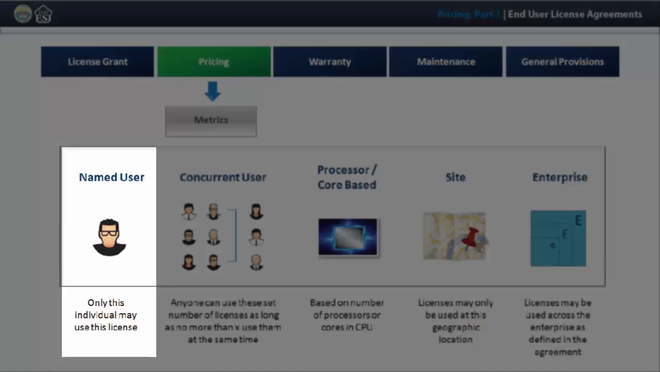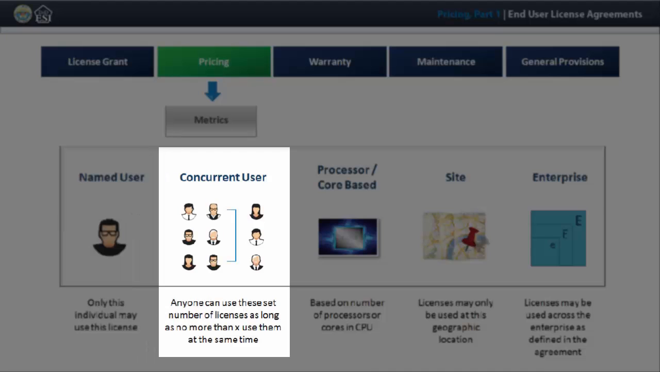A named user is essentially an individual identified by name, login ID, HR record number, or another one-for-one identification of a specific individual. Under this model, any person who will ever use the software must be identified as a named user. Concurrent users is a price based on the maximum number of users utilizing the software at any one point in time.